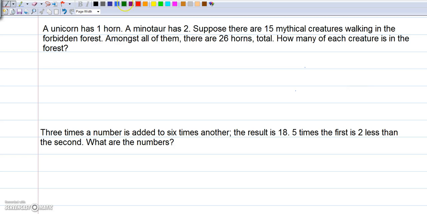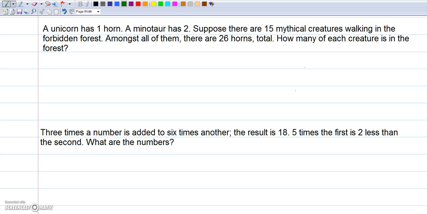A unicorn has 1 horn. Duh. Doesn't everybody have a unicorn at home? A minotaur has 2. A minotaur is a mythical creature back from ancient Greece. It was half man, half bull, 2 horns on the head. Suppose there are 15 of these mythical creatures walking around in the Forbidden Forest. Amongst all of them, there are 26 horns total. How many of each creature is in the forest?